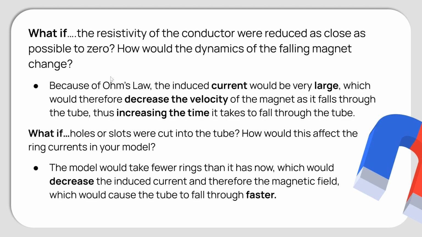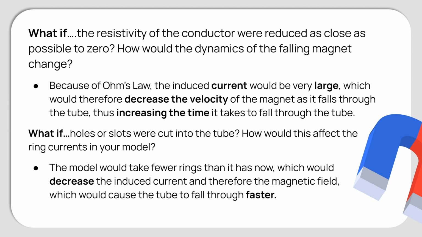What if the resistivity of the conductor were reduced as close as possible to zero? How would the dynamics of the falling magnet change? Because of Ohm's law, the induced current would be very large if the resistivity was decreased, which would therefore decrease the velocity of the magnet as it fell through the tube, and that would increase the time it would take to fall through the tube.